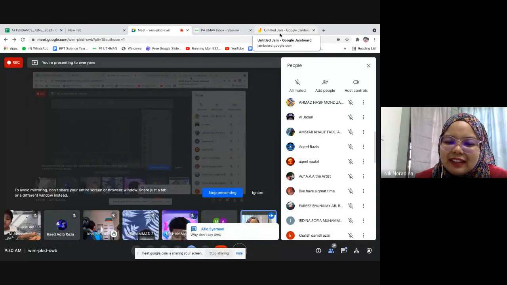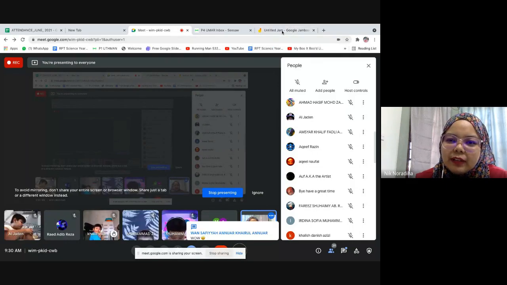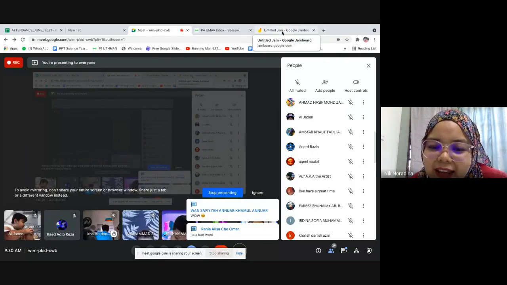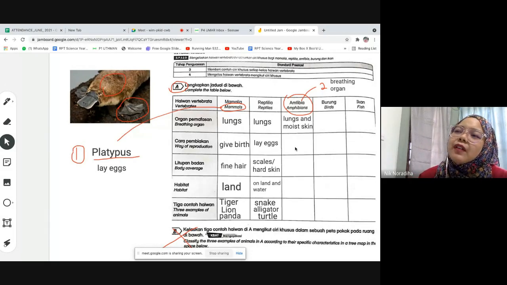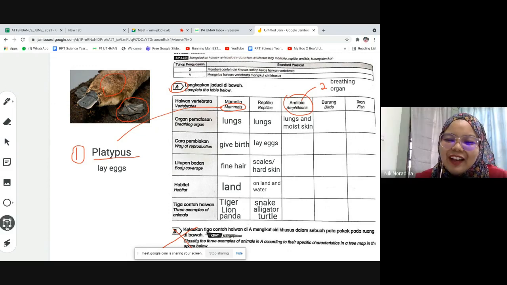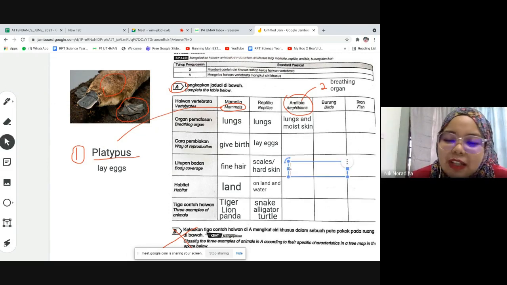Okay, awesome. Adib, later ask teacher, okay? I heard you mention amphibian just now. Yes, Adib, it's okay, you can ask teacher now. Yes? What body coverage does an amphibian have? What is the coverage of amphibian body? They breathe using their lungs and moist skin. So what is their skin? Moist skin. Correct. The answer is moist skin. Okay. So yeah, correct. So their body is mostly covered in moist skin.